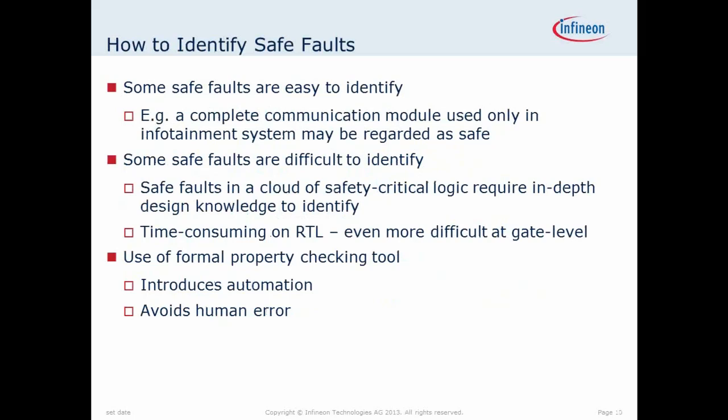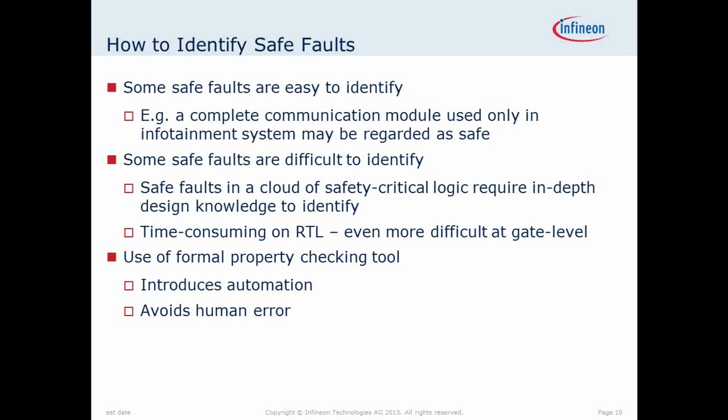So how to identify safe faults? Well, some are easy to identify. If you've got a whole communication block, in all of which the faults are safe, then that's quite easy to deal with. Some faults are very difficult to identify. If you have a safe fault deep down in a lot of safety critical logic, you need quite in-depth knowledge of your design in order to identify that as safe. Our experience is this is very time-consuming on RTL, and it's near impossible on gate level.